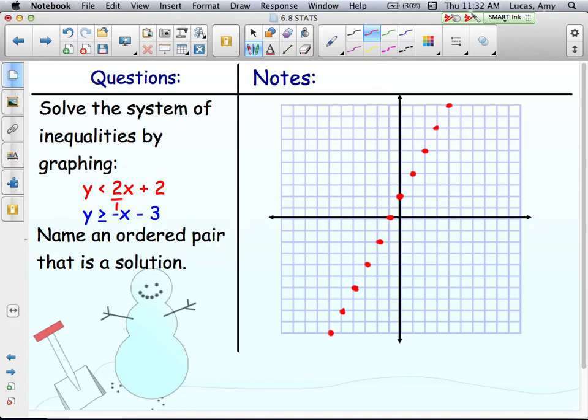You may recall, or you may not recall, that the less than symbol indicates a dashed line for us, and it would be shaded below, because less than, if you think about where on the y-axis our intercept was, less than that intercept would be below it. So dashed line shaded below would look like this.